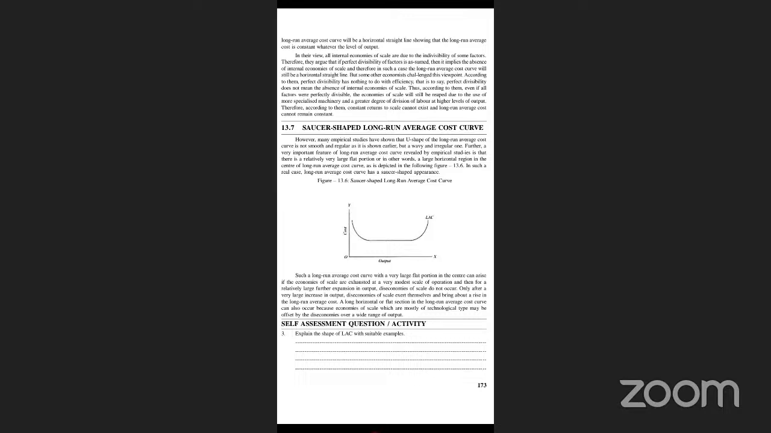This usually happens because of technological changes or other changes that might offset the diseconomies of scale on the output. An important point to be noted here is that the saucer-shaped long-run average cost curve is relatively empirical, and a very large flat portion occurs. This is nothing but, in the long run, a smooth U-shape curve that occurs because of the change in the economies of scale, which can be attributed to a change in technology, etc.